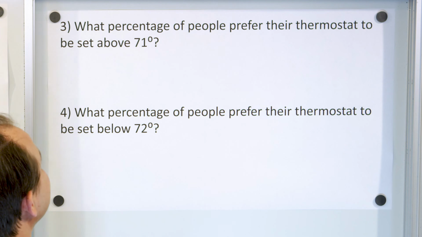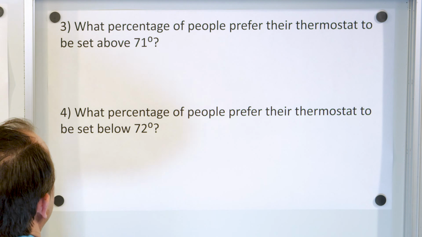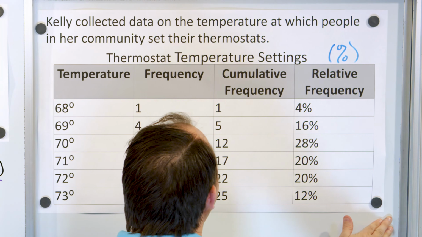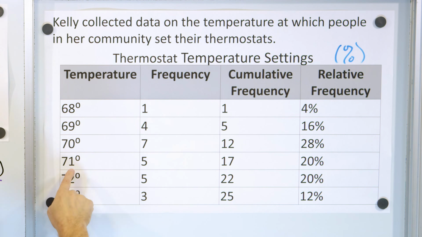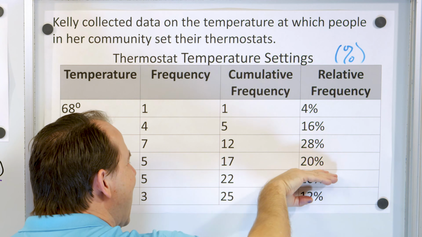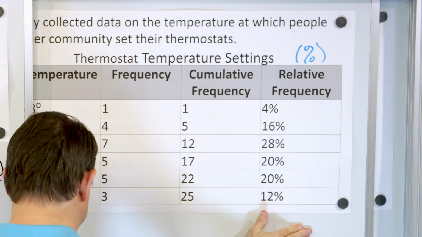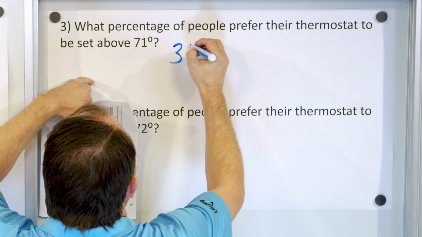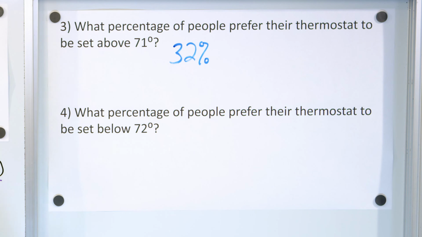Problem number 3, what percentage of people prefer their thermostat to be set above 71? That doesn't mean 71 degrees, that means anything higher than 71 degrees. And you want the percentage higher than 71 degrees. Here is 71, we don't want that, we want everything above that. So we add these numbers up. 20 plus 12 more, 32. 32%. So what percentage wanted above this? 32% prefer to be above 71 degrees.